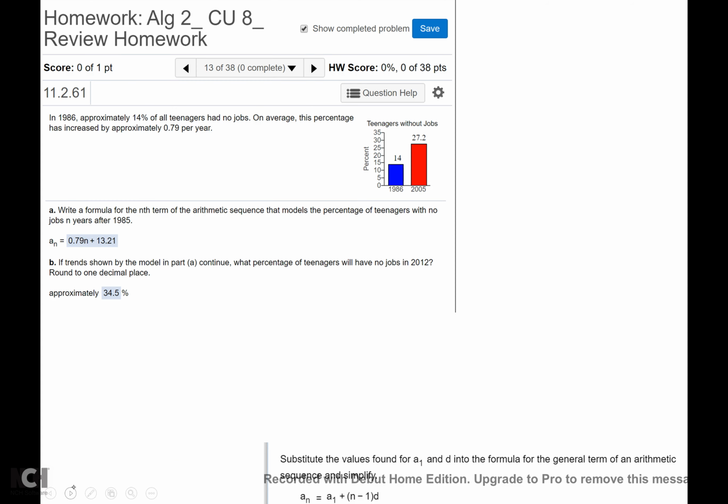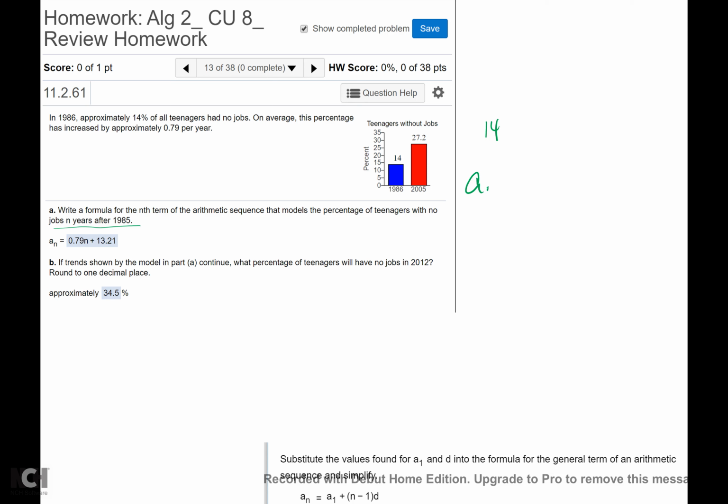Okay? Alright. It says in 1986, approximately 14% of all teenagers had no jobs. On average, this percentage has increased by approximately 0.79 per year. Write a formula for the nth term of the arithmetic sequence that models the percentage of teenagers with no jobs n years after 1985. Well, again, if you look, my first term is 14.